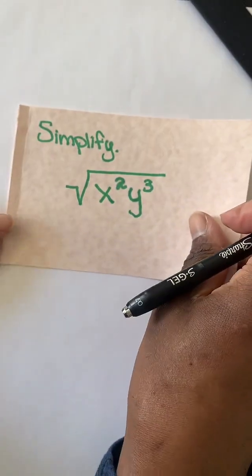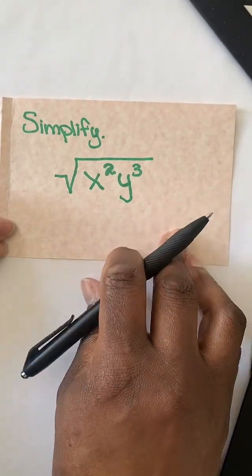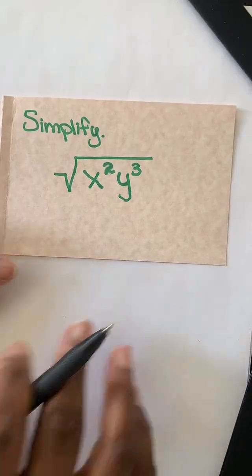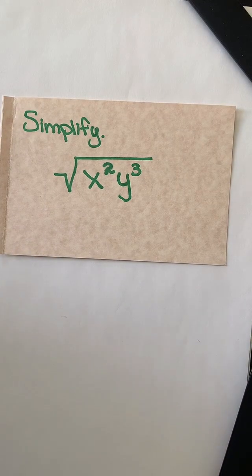Okay, so now let's try this one. Let's see if we can get this one. I know I'm flipping all over the place, but again, I just want to see what we'll be dealing with. So again, we're going to simplify. We have the square root of x squared y to the 3rd.